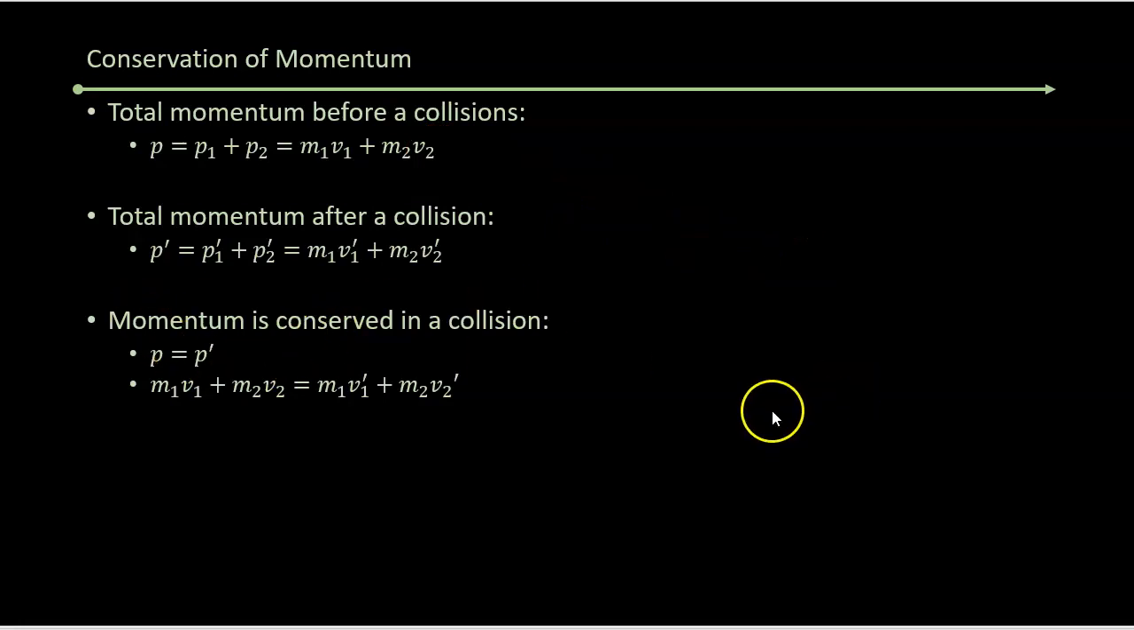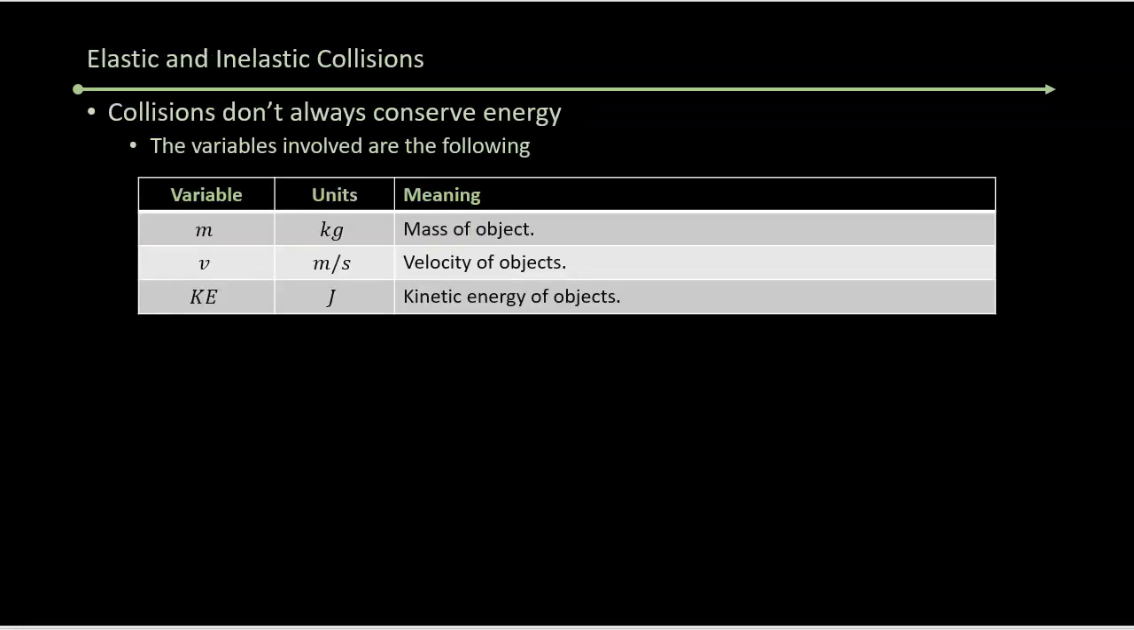Momentum is conserved in a collision, and so P is P prime: m1v1 plus m2v2 is m1v1 prime plus m2v2 prime. There are two major types of collision, elastic and inelastic. Collisions don't always conserve energy, even though they conserve momentum. And so the variables we're going to be looking at in this are mass, velocity, and kinetic energy.